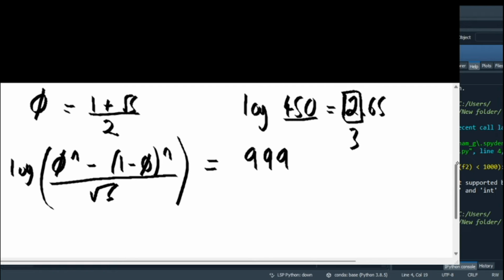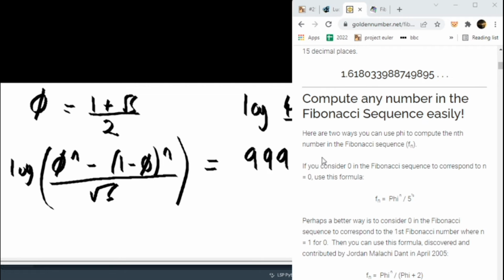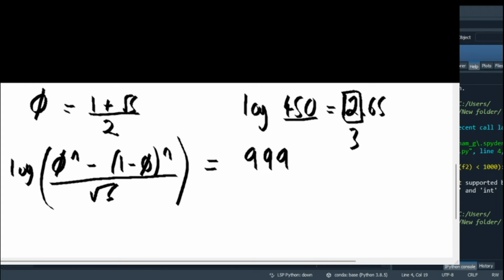So what I've done instead is I've gone on the internet and I found this. So it turns out there is another convergence formula, which also uses phi but is a lot simpler. So it's phi to the power of n divided by the square root of 5. So I'm just going to use that instead. So let's get Paint back.